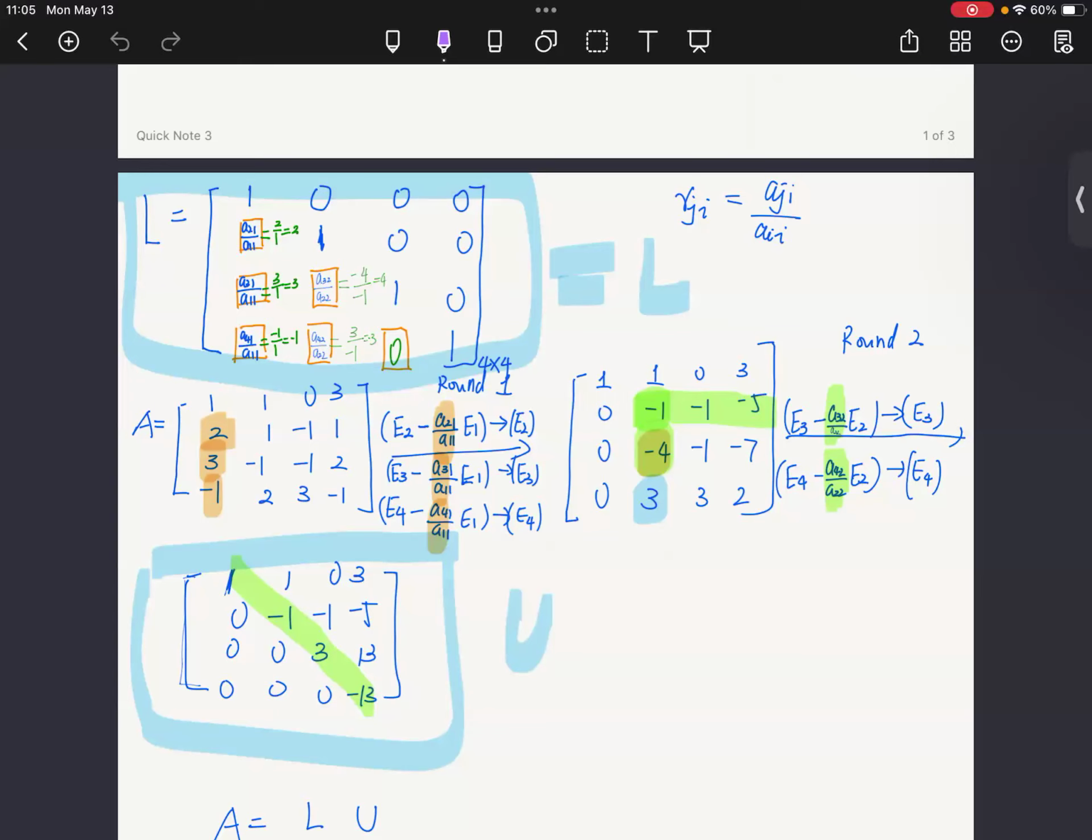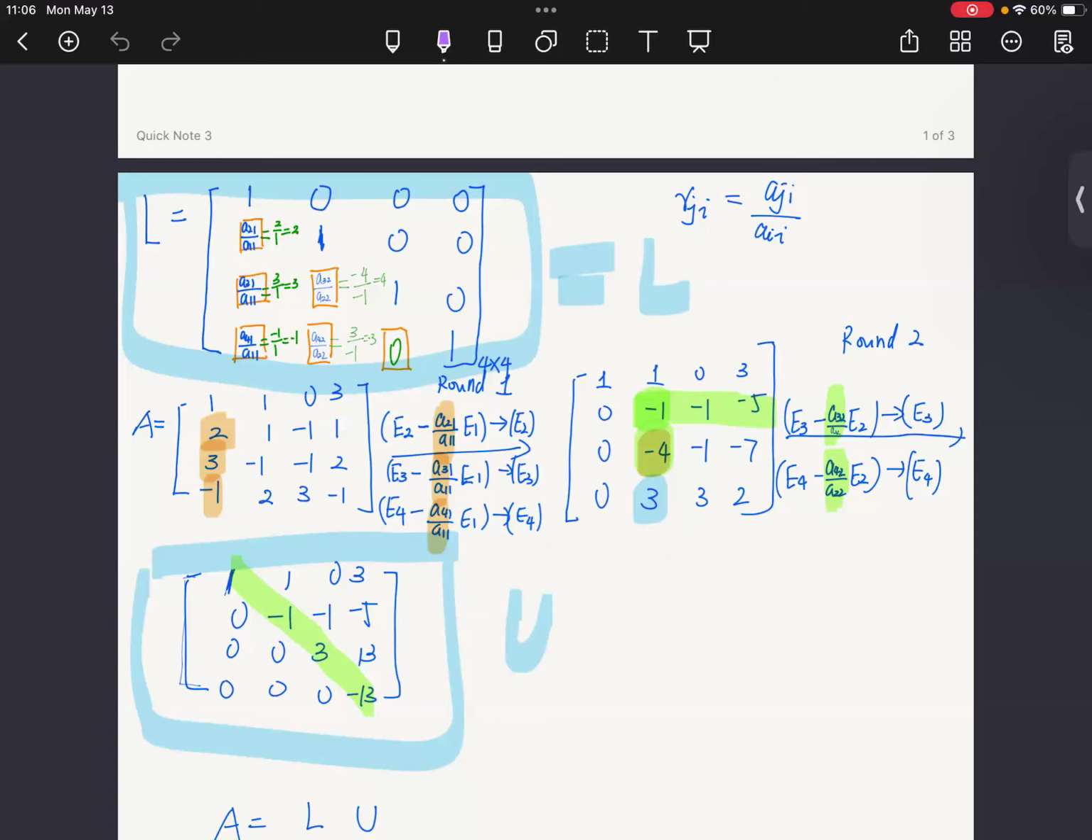But you need to pay attention here. This A_ji is not just the number in the original matrix. For each round, for round 1, the number here is from the original matrix. But for round 2, the number should be from this matrix, which is the result of round 1. So these are not all numbers from the original matrix.